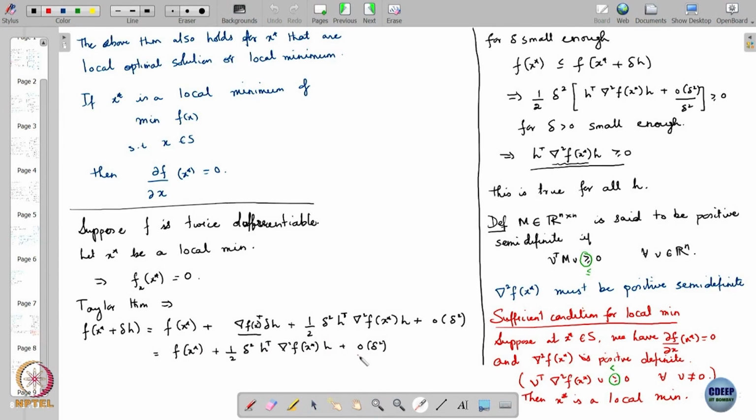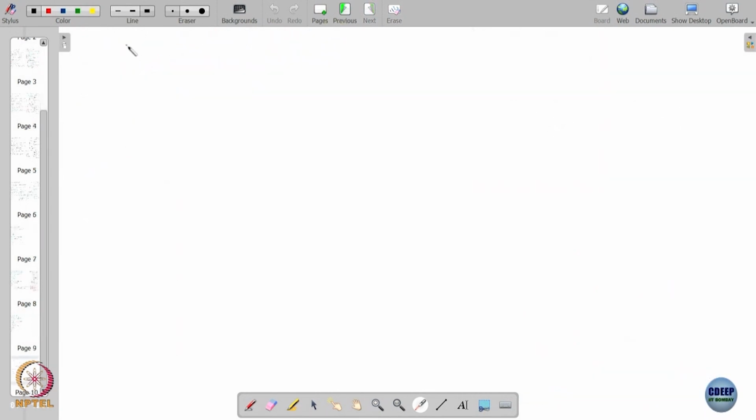Now, if you look at the difference between the left hand side and the right hand side, f of x star plus delta h minus f of x star, this quantity is equal to half of delta square h transpose del square f at x star h, plus something that is small o of delta square. So, you look at this difference.